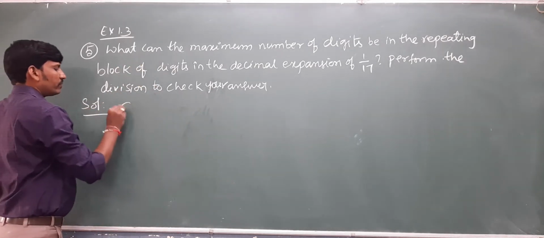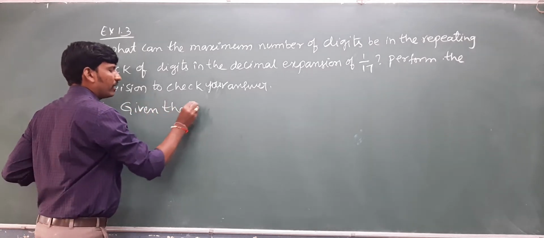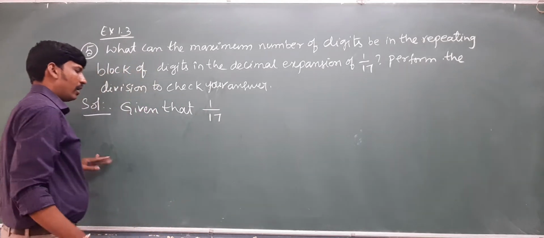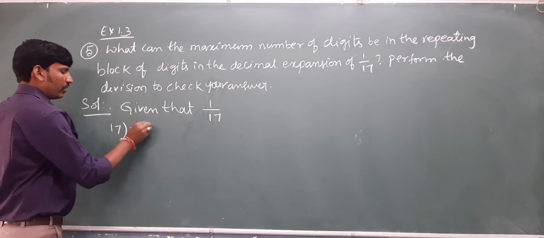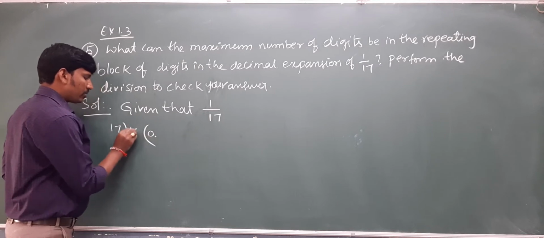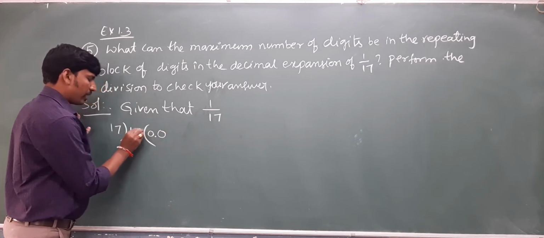Solution. Given that the rational number is 1 by 17. Now I am going to find it out by the long division method. I am going to do division. Now see this here. If you keep one decimal point, you get only one zero. Should keep one more zero and zero here.